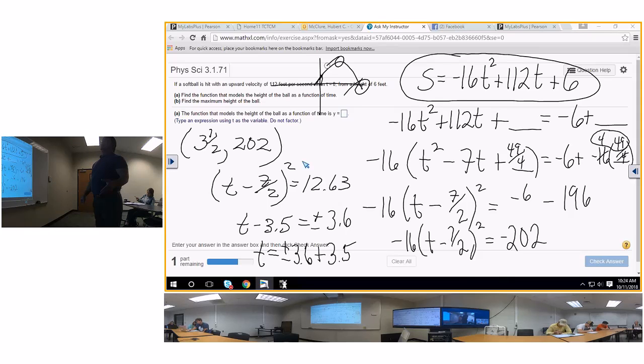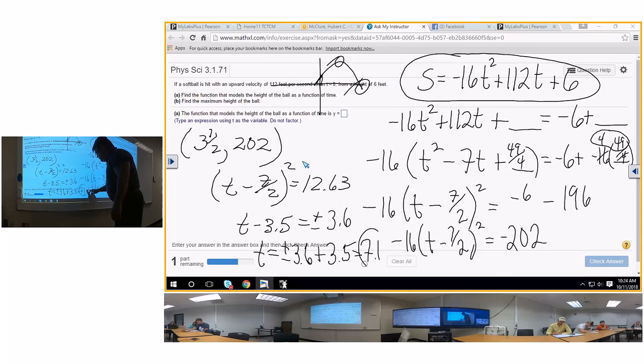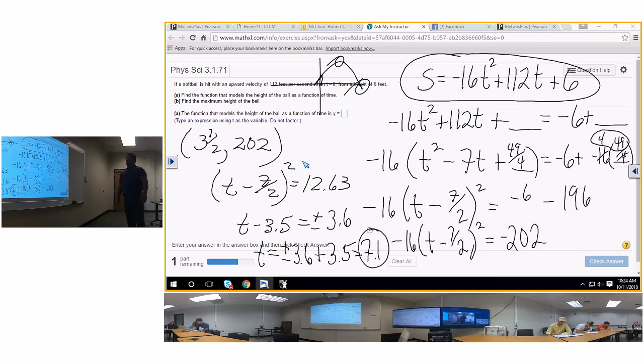So now you've got to find out where it hits the ground. So it hits the ground at 7.3 or 7.2? Which one is it? 7.1. 7.1 seconds. So at 3.5 seconds, you're at 202 feet in the air, and then at 7.1 seconds, the ball hits the ground. Don't you feel like you're smart?